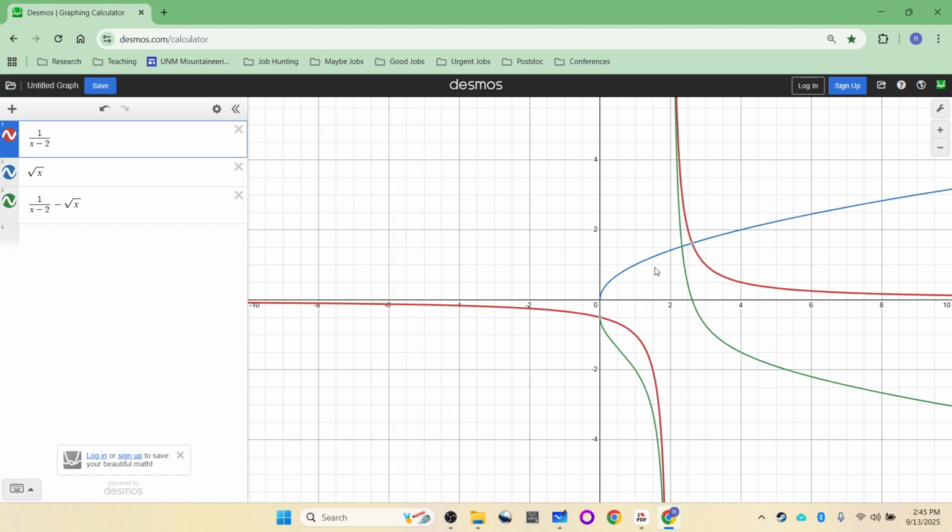Is there anywhere the red is above the blue? I guess over here for a little bit. The red's above the blue, and here we can see the green's positive there.